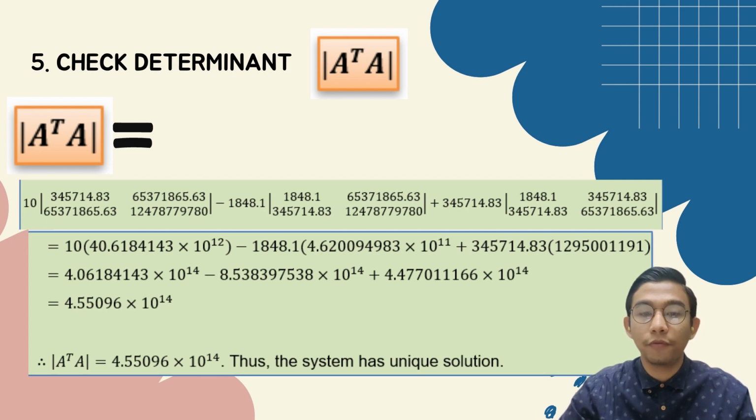we got 4.55096 times 10 to the power of 14. So from the value, we can conclude that the system has a unique solution.